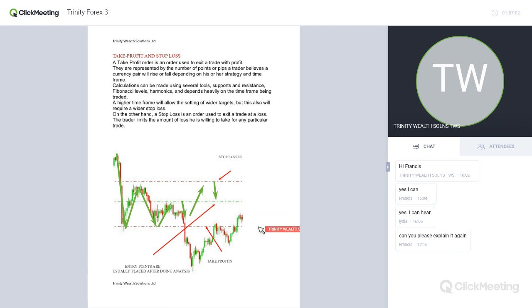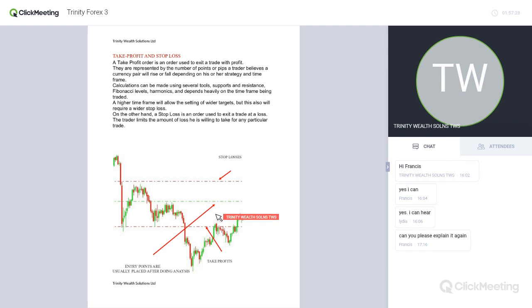Then this is your take profit. You're saying when the price comes and hits here, close my trade at a profit, because this is a sell. You sold, expecting the market to move down. It actually moved down. Then your take profit is triggered and your trade is closed in profit. That's just an illustration of take profit and stop loss.